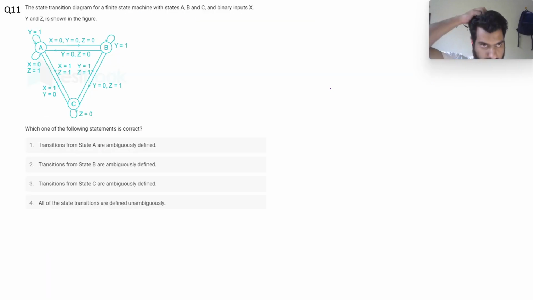We can go to question number 11. The question asks us: the state diagram for a finite state machine with states A, B, C and binary inputs X, Y and Z is shown in the figure. We need to find out which of the following statements is correct. There will be some state that is ambiguously defined, and we need to find out which state that is. If there is no such state, then we will mark option 4: all the transitions are defined unambiguously.